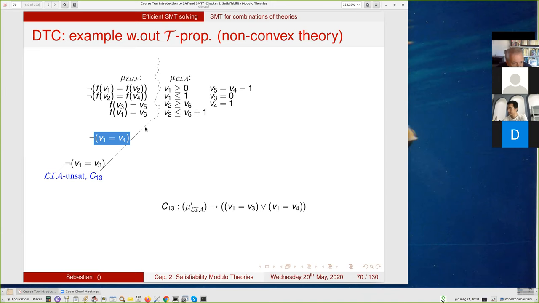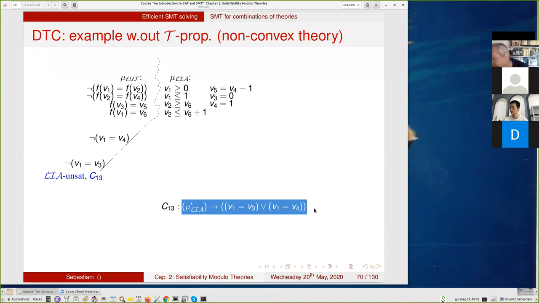This is incompatible, right? Why? Because this means substantially that V1 cannot be 1 and V1 cannot be 0. But then this is incompatible with this. Do you agree? If you say that V1 cannot be equal to 0 and V1 cannot be equal to 1, so altogether, the combination of this, and these two literals is unsatisfiable in the integers. So this backtracks, and you learn the clause.